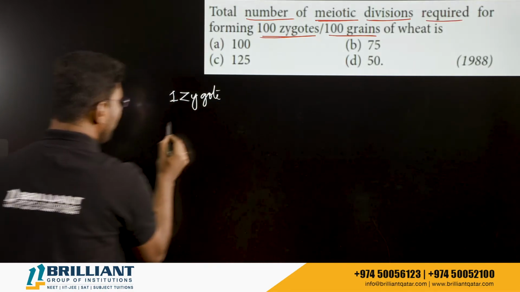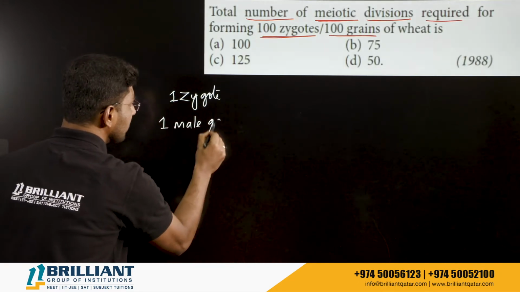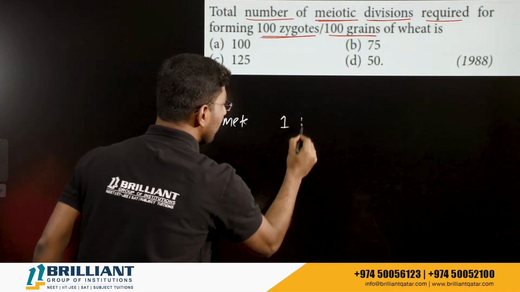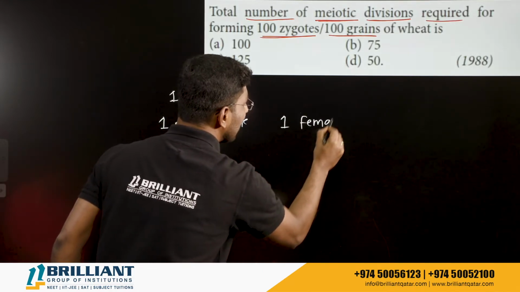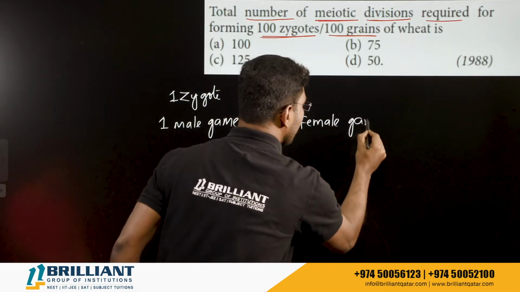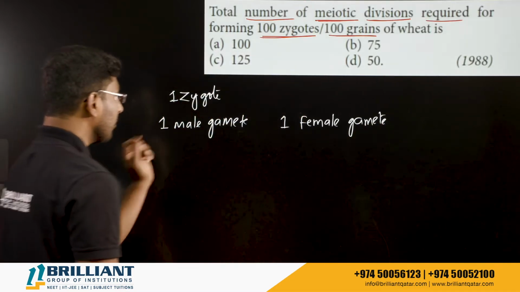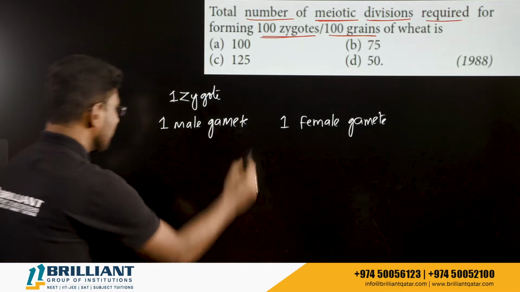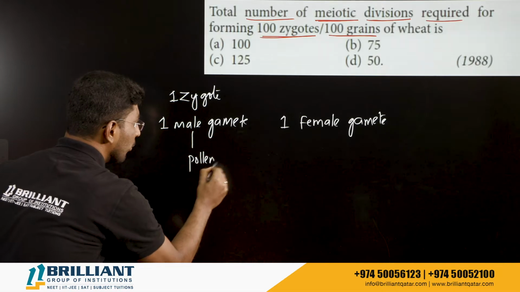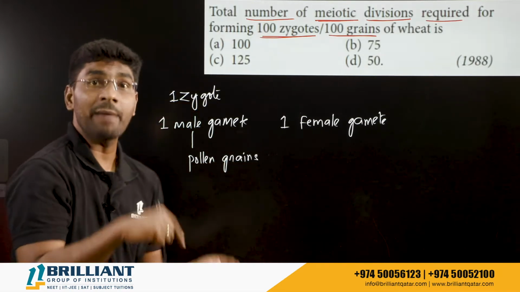For one zygote formation, you need one male gamete and one female gamete. What is the female gamete here? The female gamete is the egg. Now look here. We have already seen in microsporogenesis and megasporogenesis that the male gamete comes from the pollen grain. Pollen grains are what? Male gametophytes.